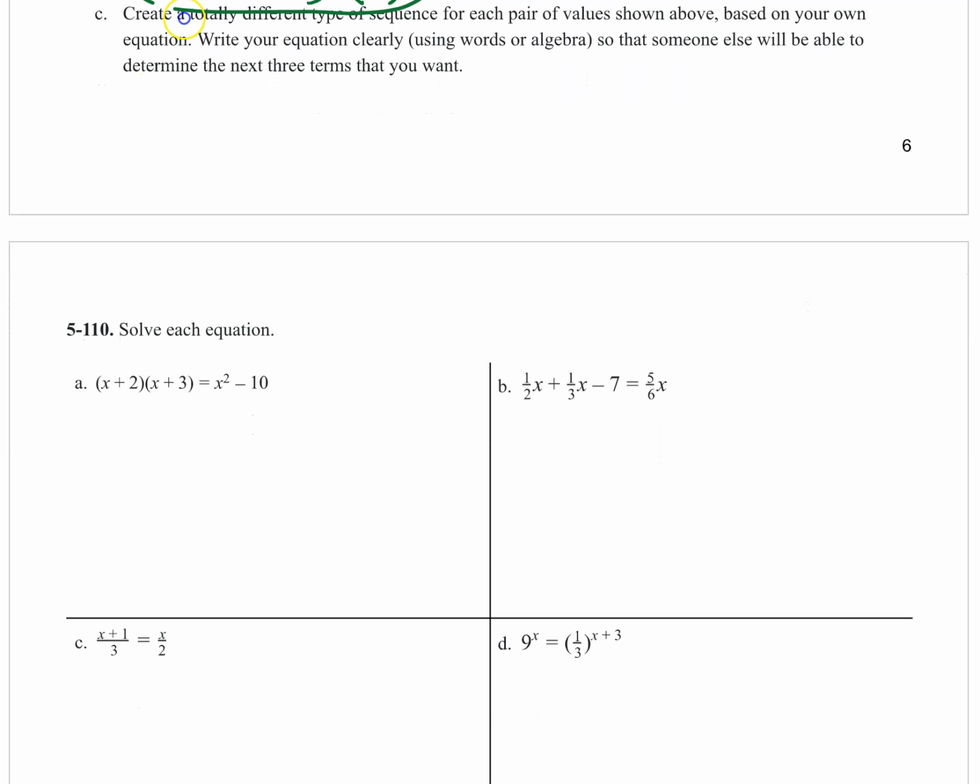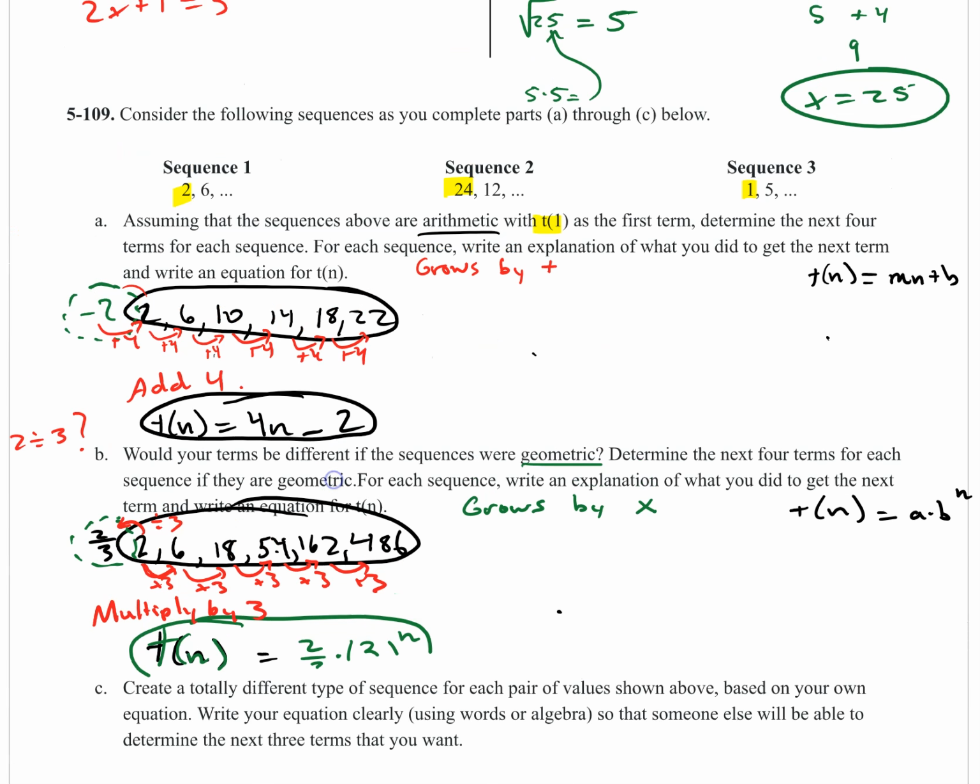Okay, part C, create a totally different type of sequence for each pair of values shown above, based on your own equation. Write your equation clearly, using words or algebra, so that someone else will be able to determine the next 3 terms that you want. So let's look at this one.